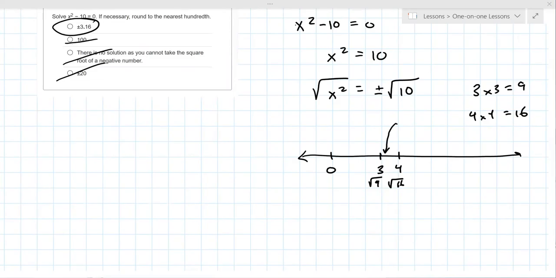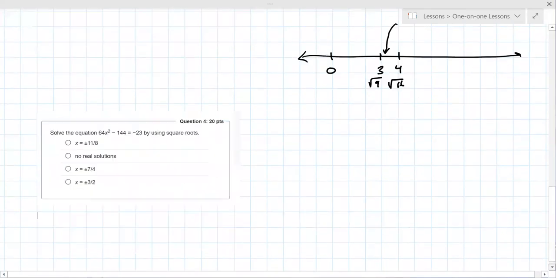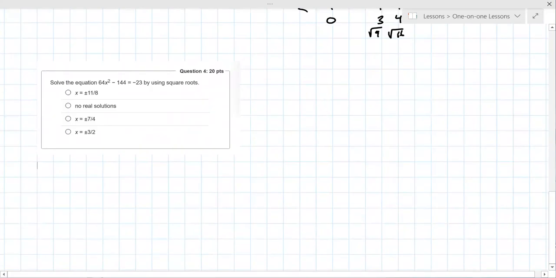Okay, so this one, I want you to do the following. I want you to isolate the x squared term, but don't take the square root of it. Just isolate the x squared term, and I'll give you about 60 seconds, then I'm going to jump back.